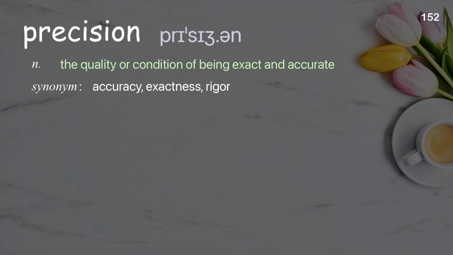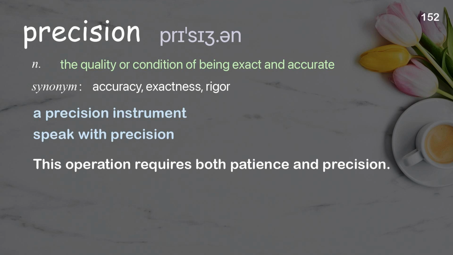Precision. The quality or condition of being exact and accurate. Examples: A precision instrument. Speak with precision. This operation requires both patience and precision.